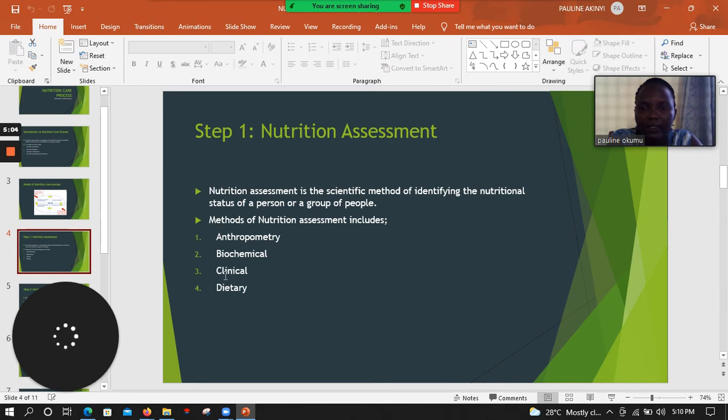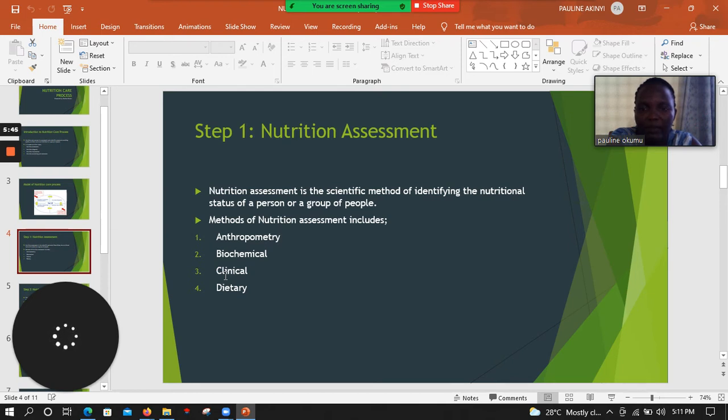The third method of nutrition assessment is clinical assessment. Clinical assessment involves doing a physical examination on a person so as to determine their nutrition status. For example, you can just do a checkup. You look for any signs and symptoms of malnutrition so as to know if someone is having a good nutrition status or not. A good example is children suffering from kwashiorkor. Some of the signs that can easily be noted are the brown coloration of the hair.